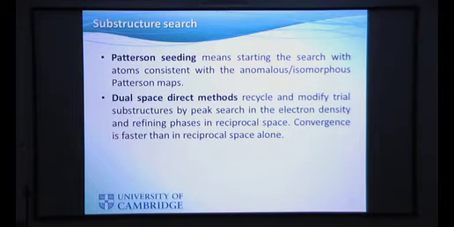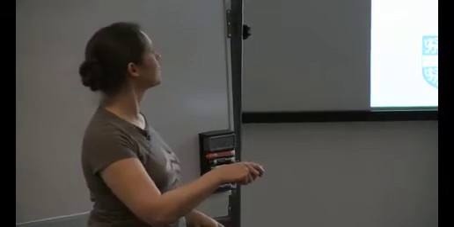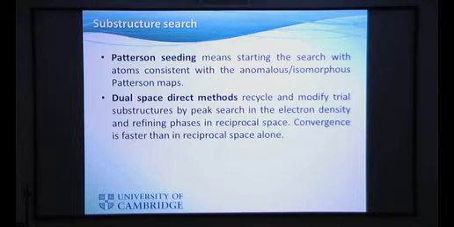And then there's dual space direct methods. The direct methods will improve our idea of phases and actually allow us to have phases for all the strong reflections. And dual space means here that in real space we will do a peak search, eventually throwing out peaks and taking them into consideration, but refining the phases in reciprocal space. Both of these methods allow us for a relatively quick substructure search, and convergence with dual space direct methods is faster than in reciprocal space alone.